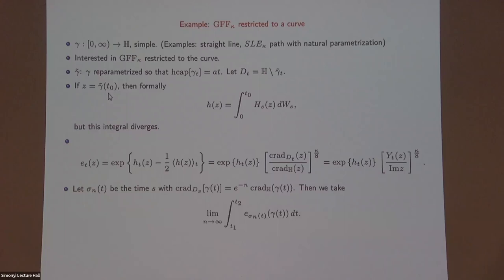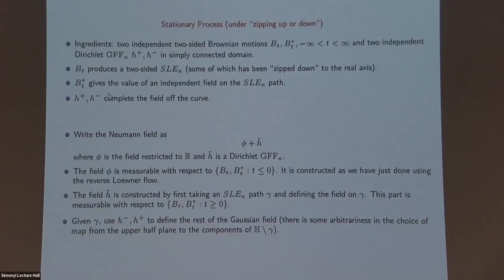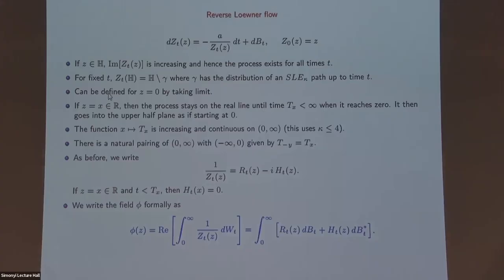Here, I wrote the field. Writing the field like this is necessary for me to understand the exponentiating of it. So here's the whole field, which has double the variance, double the Green's function, because you have one thing producing a path and another thing producing a field on the path. Combine them together and you get a field. You have a number of results of that type. But I don't know whether you have that in this particular situation.